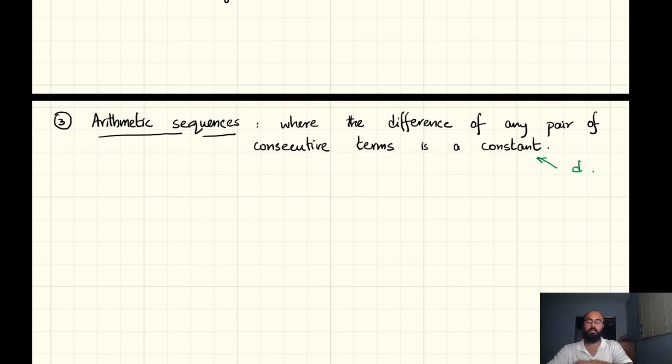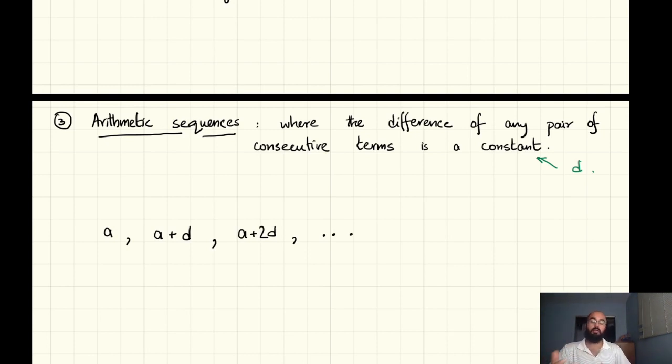Now again, let's look at a general example. Let's say the first term of our arithmetic sequence is a. Then the next term, because the difference has to be d, I should add d, so that the difference of the consecutive terms is d. Now, once I have the second term, how do I get the third term? Again, since we have fixed the difference to be d, the next term would be a plus d plus d, which is a plus 2d. And so on and so forth.